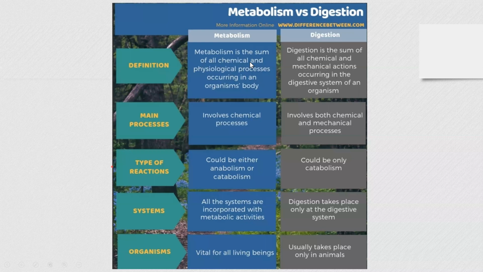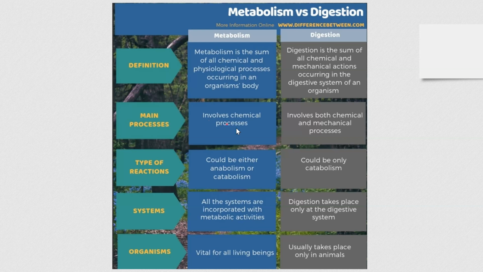Now over here, we can see the differences and similarities between metabolism and digestion. So the blue part shows your metabolism, and the gray part is digestion. Metabolism, by definition, is different from digestion. Metabolism is the sum of all chemical and physiological processes. Digestion is the sum of all chemical and mechanical actions occurring in the digestive system only.